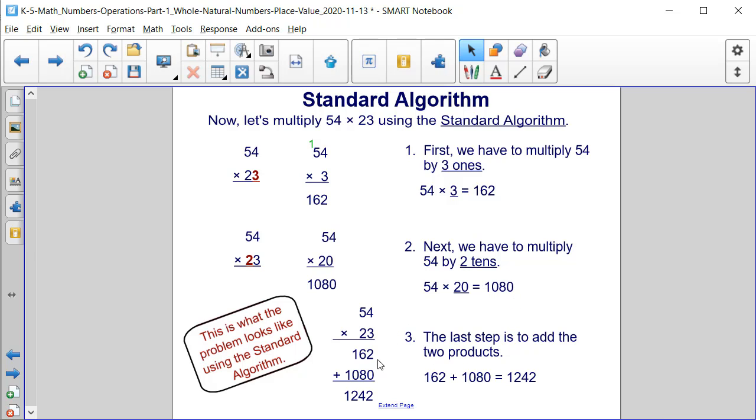The last step is to add the 162 that we found from earlier to the 1,080 that we had found in step number 2. And when we add those numbers together, we get a 2 in the ones column, a 14 here. We carry the extra 1, and we'll get a 2 here for that extra 100 that we carried over or regrouped. And then we have 1,000 when we add up the thousands. So the final answer is 1,242.